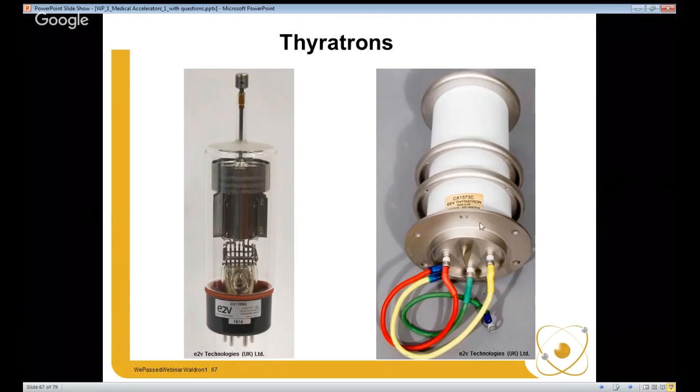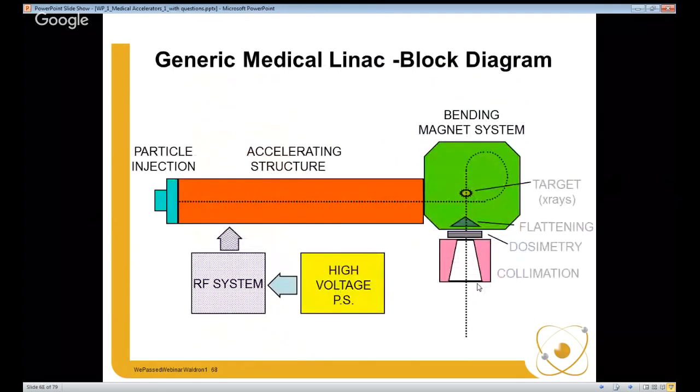Here is a ceramic housed thyratron. It's functionally the same. It's just designed to be immersed in a dielectric oil bath. Again, its anode connection is at the top. The grids and cathode connections and filament connections are made at the bottom.